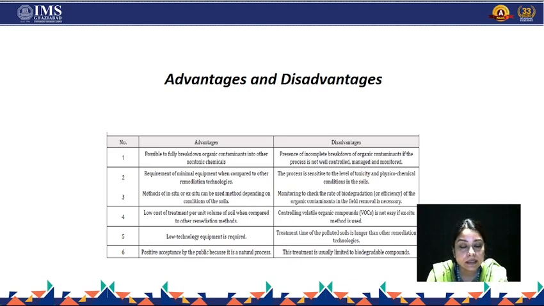And among the disadvantages, it is a slow process, and sometimes the recalcitrant pollutant is not totally degraded. So the incomplete breakdown of the organic contaminant is one of the drawbacks of the bioremediation technique.